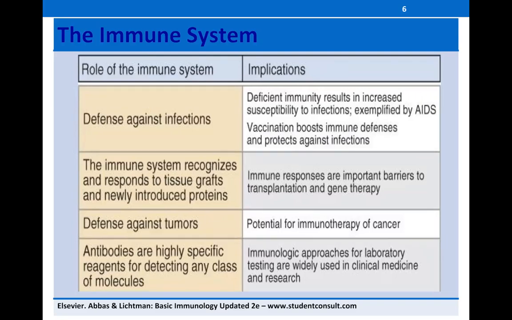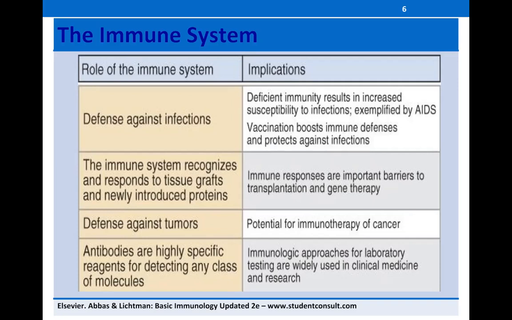Also, our body develops antibodies. So in this defense against infections, one of the implications is vaccination. It boosts the immune defenses and protects us against infections. Another role of the immune system is that it recognizes and responds to tissue grafts and newly introduced proteins. Thus, these immune responses are very important barriers to transplantation and gene therapy.